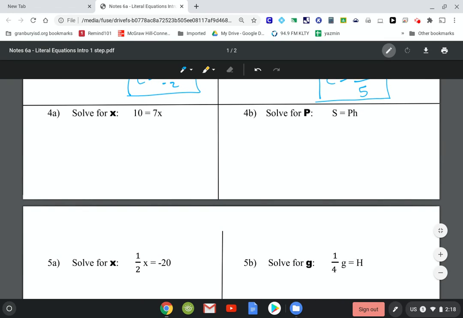Let's go on to 4a. If we want to solve for x, now x is on the right side, but that's okay. Because it's multiplication, we're going to divide both sides by 7. So we have x is equal to 10/7. Again, we don't need to worry about converting it to a decimal. All right, solve for p over here on 4b. If we're going to solve for p and it's multiplication, p times h, we're going to divide both sides by h. So therefore, p is equal to s divided by h.